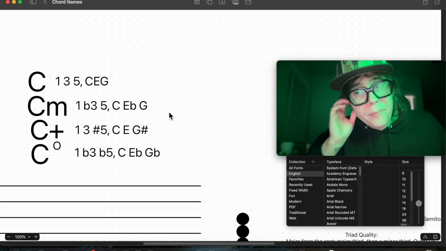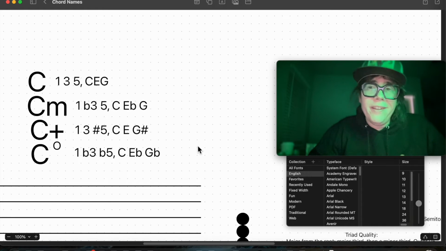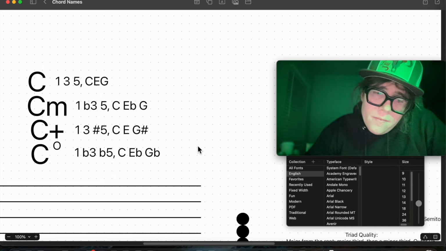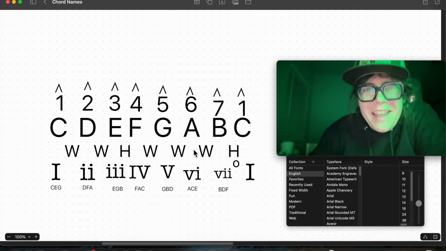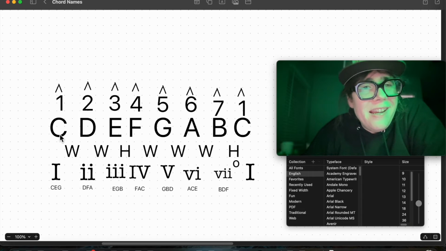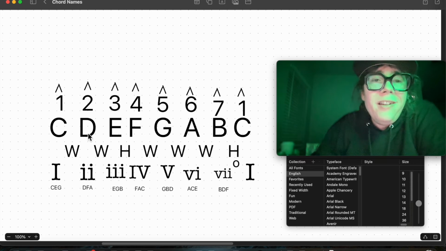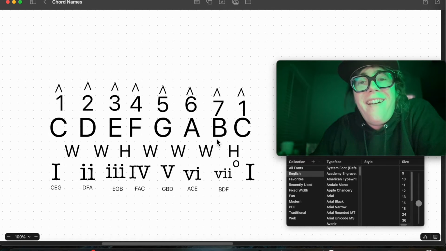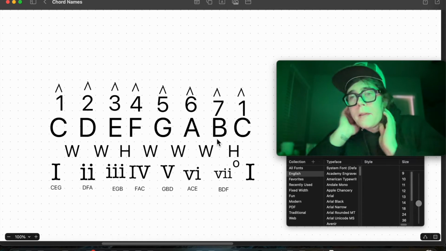So, let's talk about extensions. Extensions are simple. It is where you keep going, typically, with the thirds. What does that mean? It means if we go down here and we think about it like, okay, what is a C with a 7th? Well, C, E, G, go up another third to B.